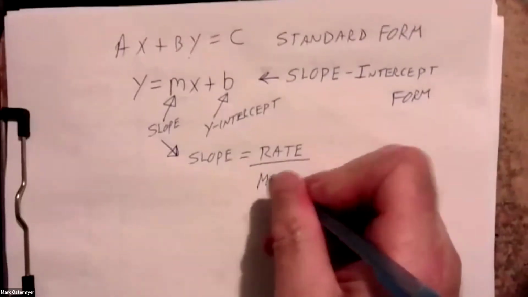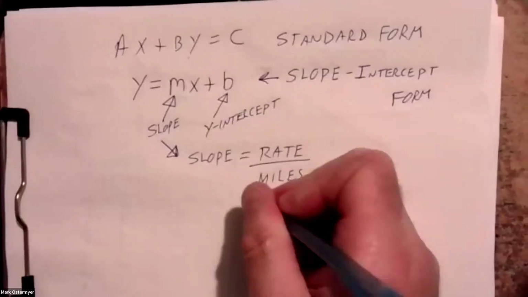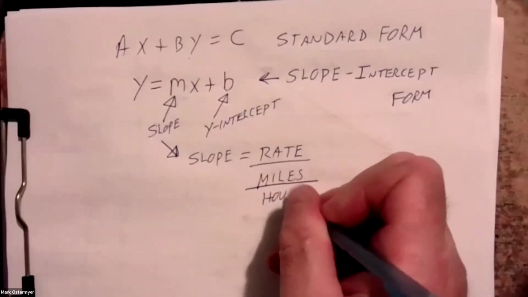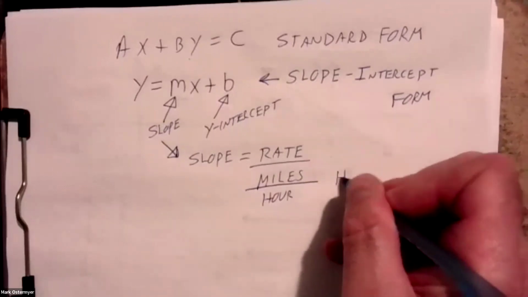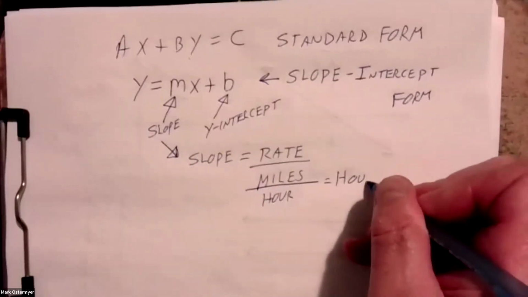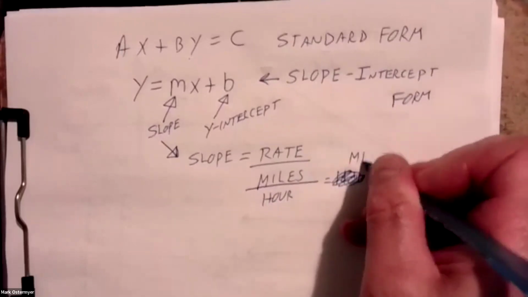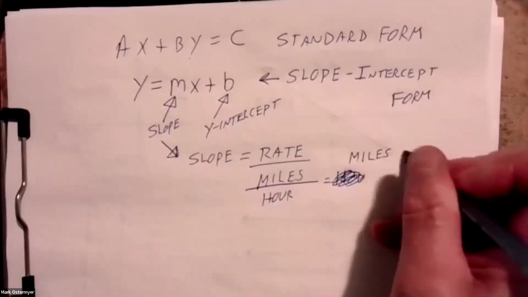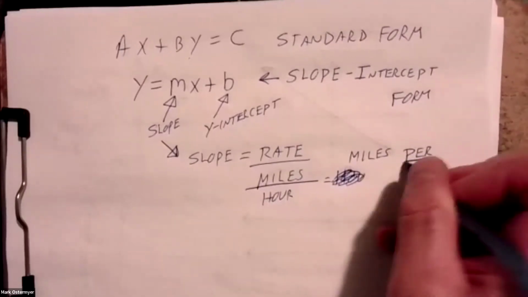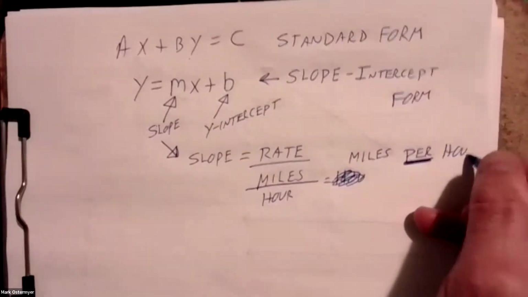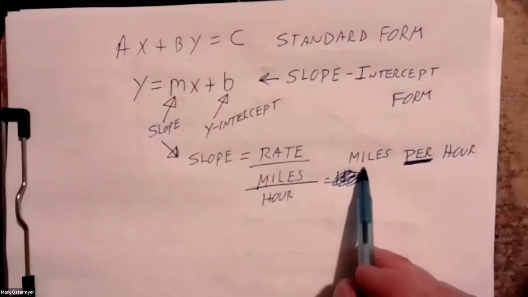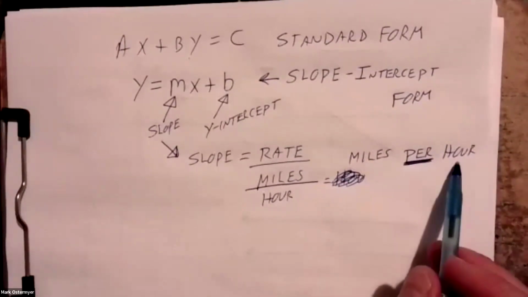What do you mean, like miles per hour? You got it. That's a beauty. Miles per hour. This is called a rate. Anytime you see the word per, you're always talking about a rate. Miles per hour is a rate. It's the rate of change of distance versus time.